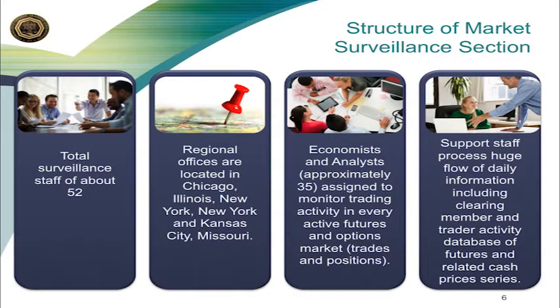Here we have a description of the structure of the surveillance section. We currently have 52 staff. Aside from our headquarters in Washington, D.C., there are regional offices in Kansas City, Chicago, and New York. Economists and analysts monitor trading in most active futures and options contracts. We are currently aligned into groups covering agriculture, energy, metals, and financial futures contracts. The CFTC has support staff which process huge amounts of data each day. Our surveillance systems and tools rely on the timely and accurate overnight processes that load this enormous amount of data.